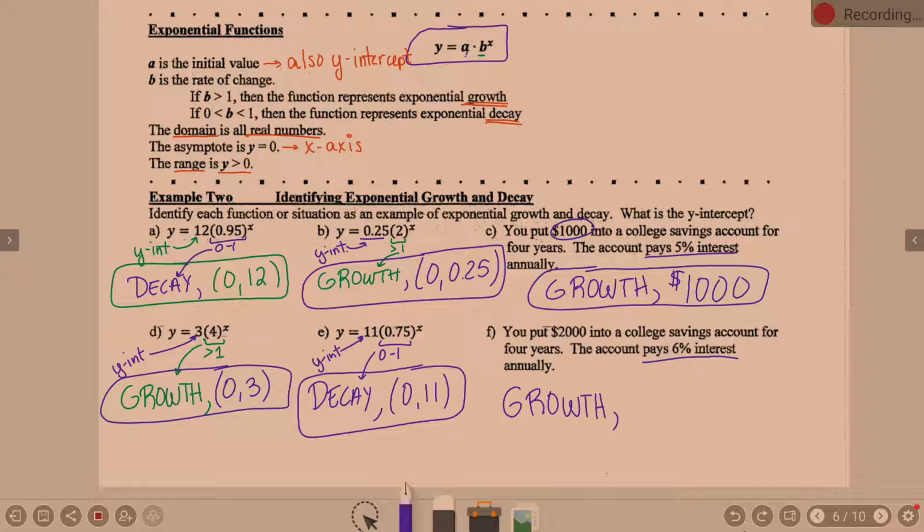And then it asks for the y-intercept. What would my y-intercept be? 2,000, because the y-intercept is another name for the initial value. Your initial value, your starting amount here, would be the 2,000. Did not write that as an ordered pair there. You would if you had to, though, right?